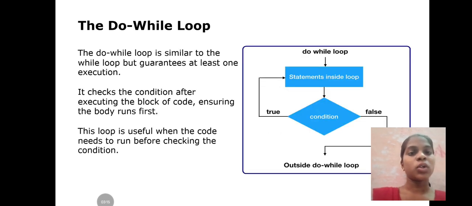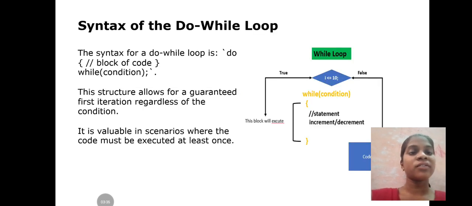The do while loop. The do while loop is similar to the while loop but guarantees at least one execution. It checks the condition after executing the block of code, ensuring the body runs first. This loop is useful when the code needs to run before checking the condition. Syntax of the do while loop. The syntax of the do while loop is: do, braces, block of code, while condition, semicolon. This structure allows for a guaranteed first iteration regardless of the condition. It is valuable in scenarios where the code must be executed at least once.